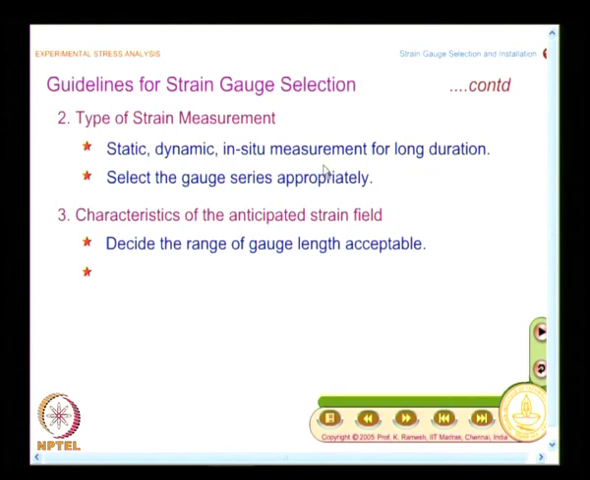So, this helps me to select what is the strain gauge series appropriately, because you have different types of series for static, dynamic and in situ. When I go for dynamic, I can go for isoelastic alloy. When I go for in situ measurements, you may go for a Karma alloy. So, you need to decide the type of strain measurement.